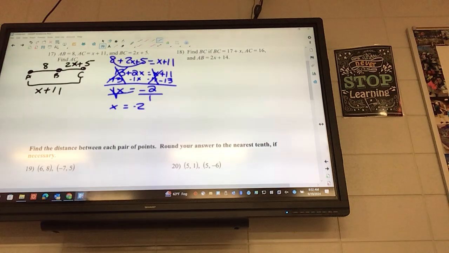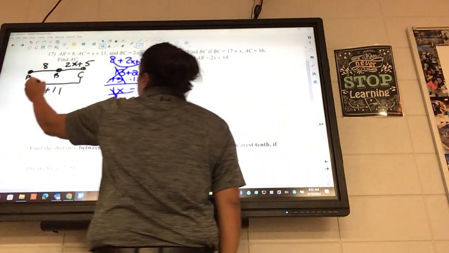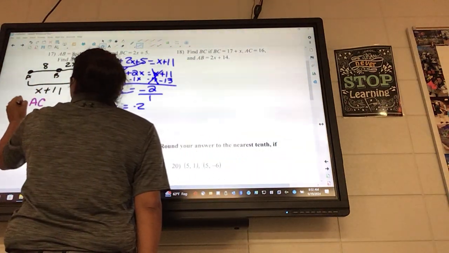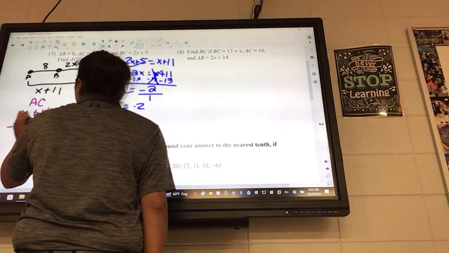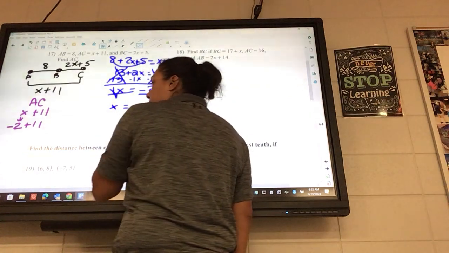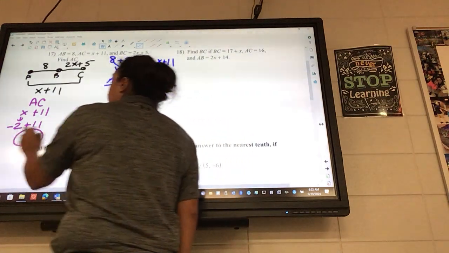Okay, so AC is actually what? What is my AC? AC is x plus 11. So where the x is at, I'm writing negative 2 instead. So negative 2 plus 11 is going to be 9.